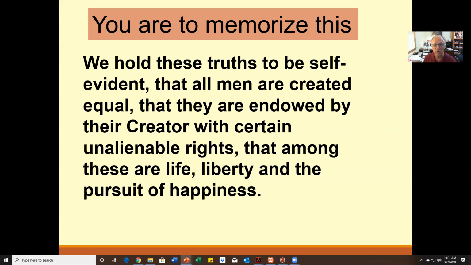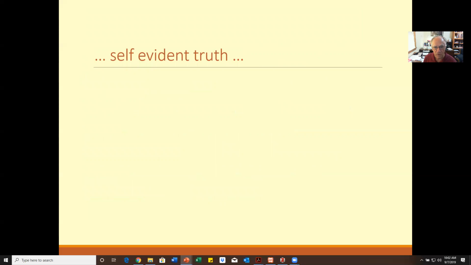Here it goes. We hold these truths to be self-evident, that all men are created equal, that they are endowed by their Creator with certain unalienable rights, that among these are life, liberty, and the pursuit of happiness. You've heard this many times before. Very, very important. It talks about self-evident truth.